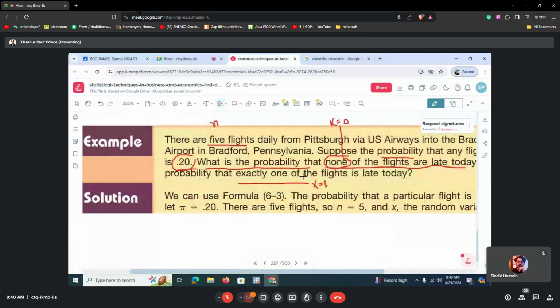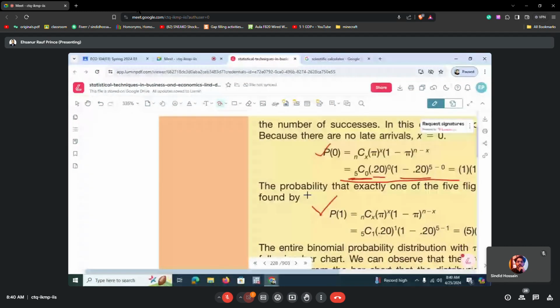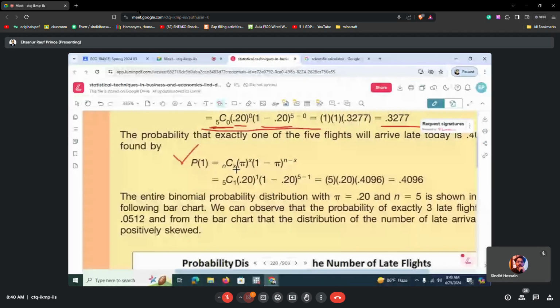The second question is, what is the probability that exactly one of the flights is late today? So this time the random variable is 1. The value of x is equal to 1. So look, P1. Now you have nCx, the value is what? 5C1 into pi value is 0.20 to the power x is what? 1. 1 minus pi 0.20, right? So the probability would be 0.4096.